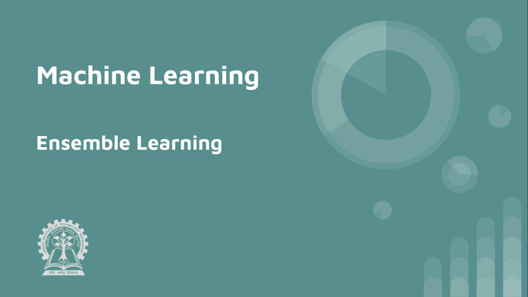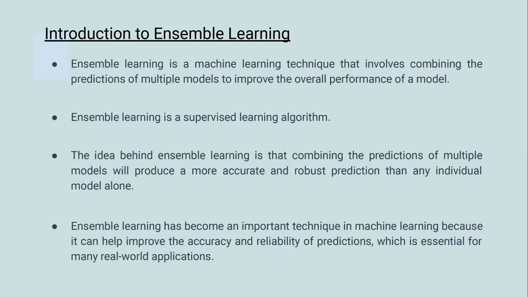In this video, I will talk about Ensemble Learning. Ensemble Learning is a machine learning technique that involves combining the predictions of multiple models to improve the overall performance of a model. Ensemble Learning is a supervised learning algorithm. The idea behind ensemble learning is that combining the predictions of multiple models will produce a more accurate and robust prediction than any individual model alone.